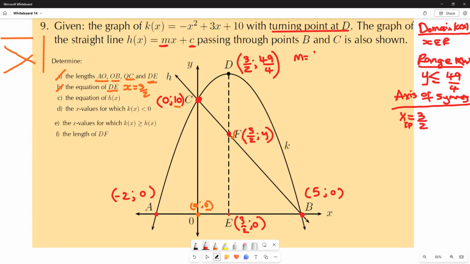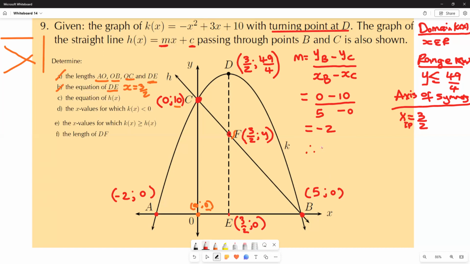So since I'm using B and C, I'll take y on B minus y on C, divided by x on B minus x on C. I'm sure you've seen that they are aligned. If you started with B at the top, you must start with B at the bottom as well. And then this becomes 0 minus 10, which is y on C, over 5 minus 0. You can see that the answer is -2. That is perfect. So the m is -2.